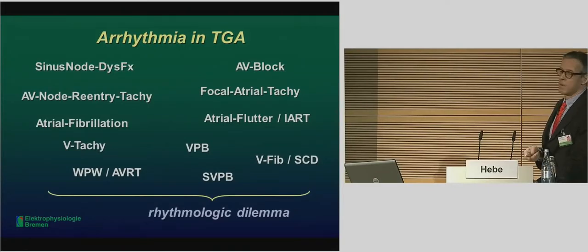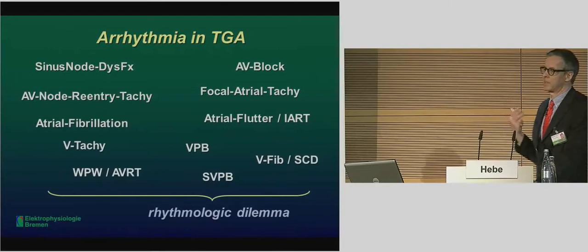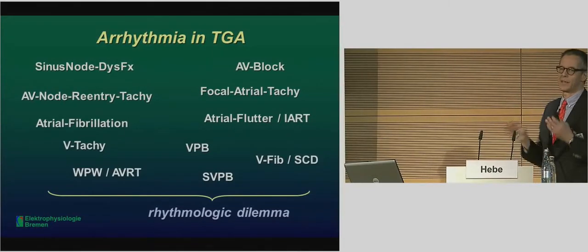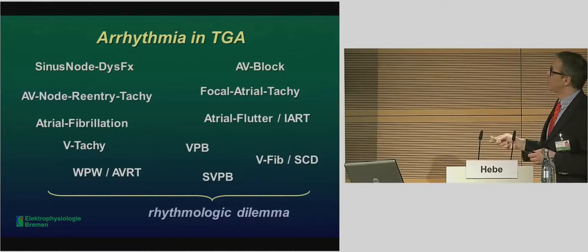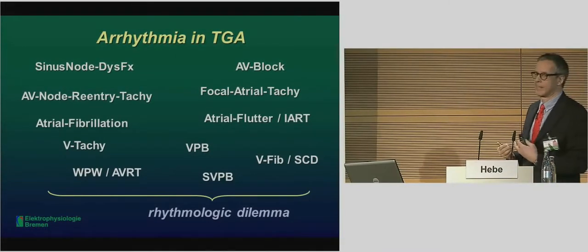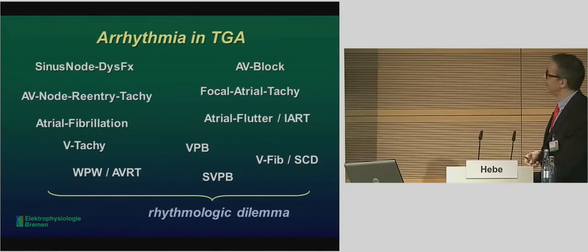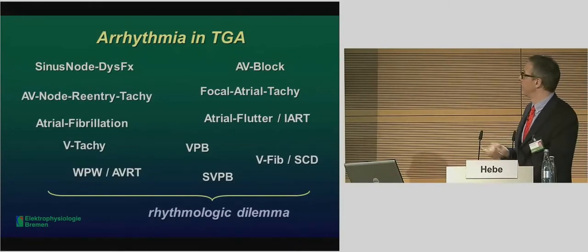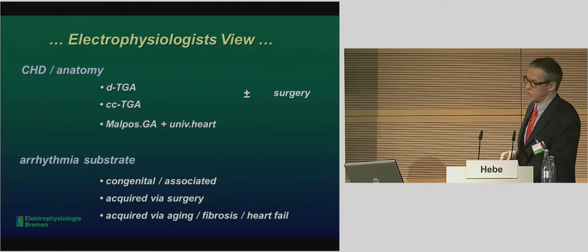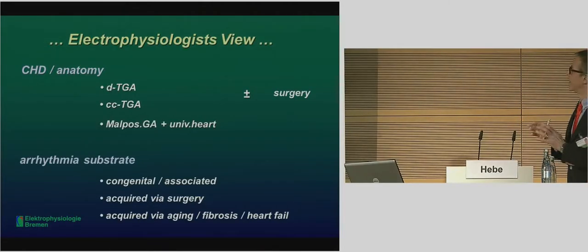When we think about transposition of the great arteries, according to arrhythmias, we see the whole wide span of arrhythmias we can have. We have all bradycardia types, we have any type of supraventricular tachycardia, congenitally giving AV nodal reentry tachycardia or Wolff-Parkinson-White syndrome. We have everything that can go on a tachycardia basis, on atrial level or on ventricular level. And the mixture of these arrhythmias in one patient causes a rhythmological dilemma, which is hard to summarize in the 20 minutes given for this talk.